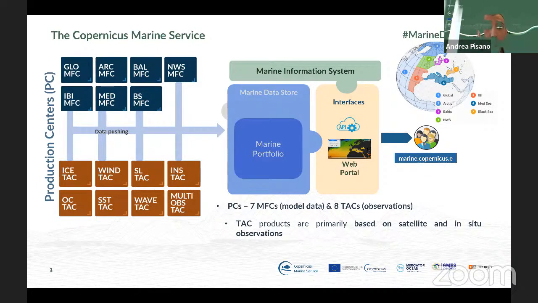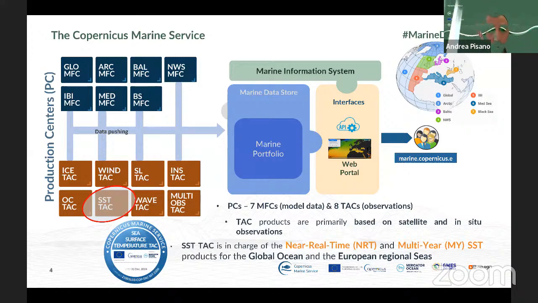A very brief introduction of the Copernicus Marine Service. This is the marine component of the European Copernicus program, which is in charge of the provision of regular, systematic, and state-of-the-art ocean data covering the global ocean and the European regional seas. It is composed of 7 MFCs that provide model data only, so forecasting data, and 8 TACs that provide observation-based data. TACs are organized by ocean variables such as wind, sea level, wave, and so on. And our data are primarily based on satellite and in situ measurements.